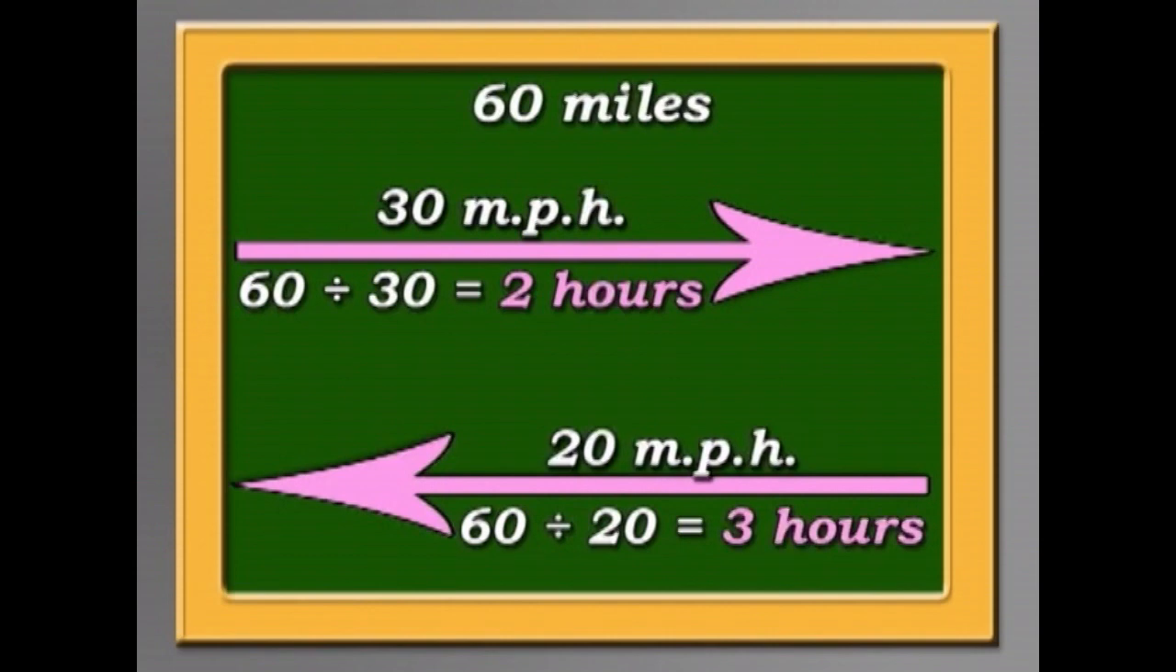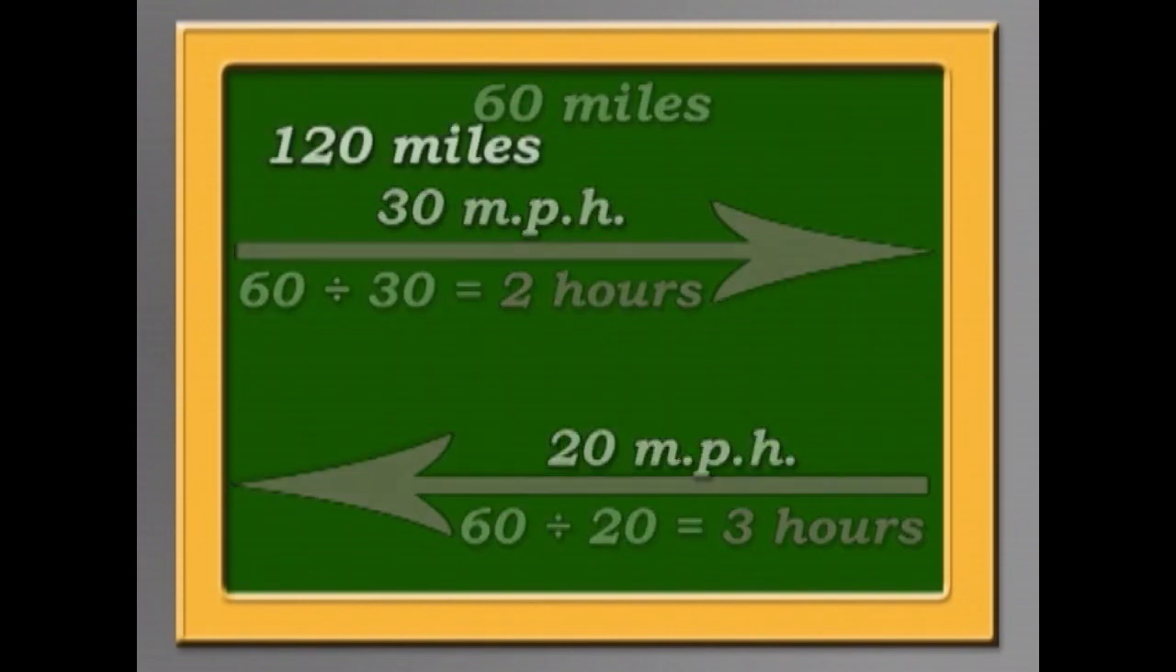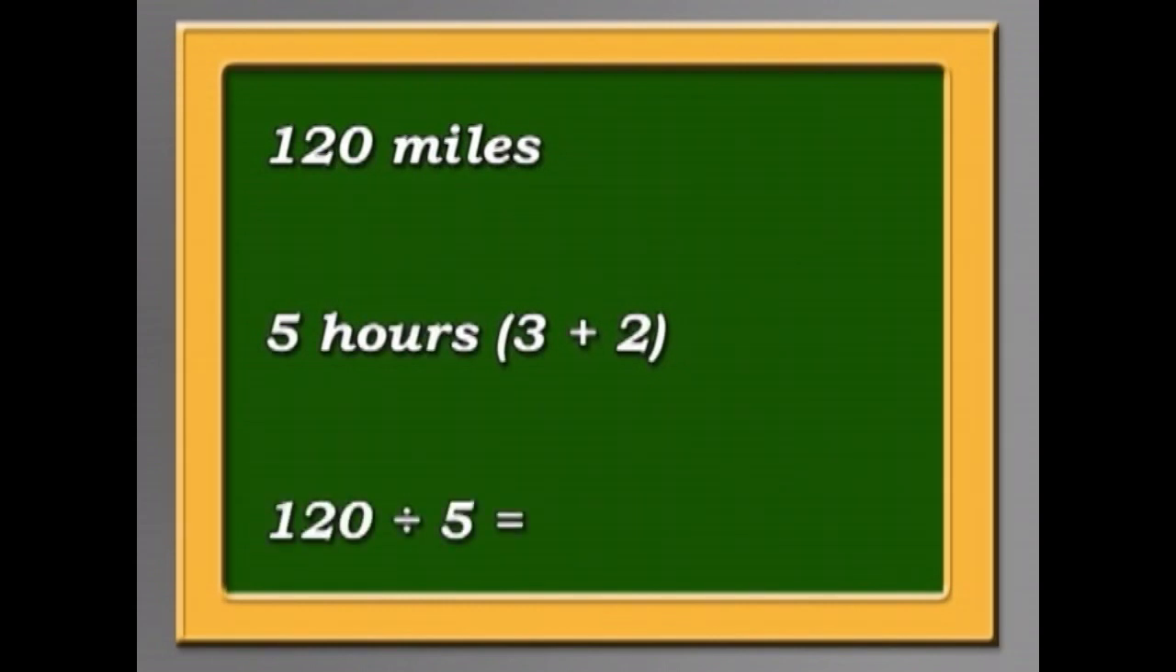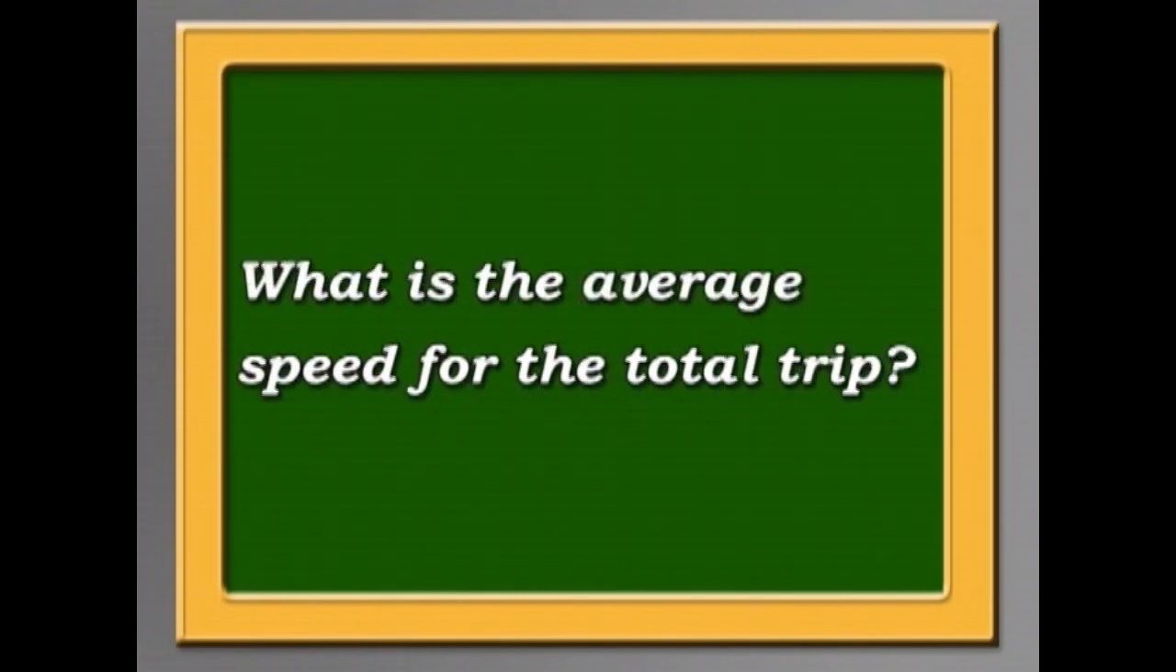60 miles out, 60 miles back. So the car travels 120 miles in 5 hours. That's 3 plus 2. Divide 120 by 5 and you get 24. So the average speed for the total trip was 24 miles an hour.